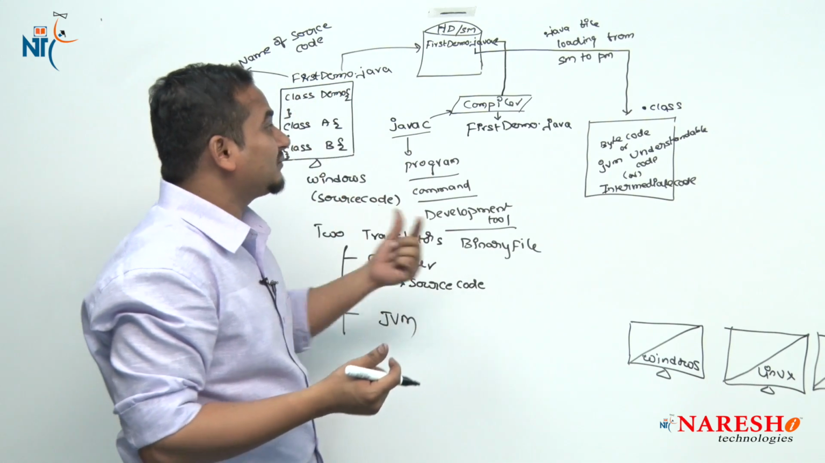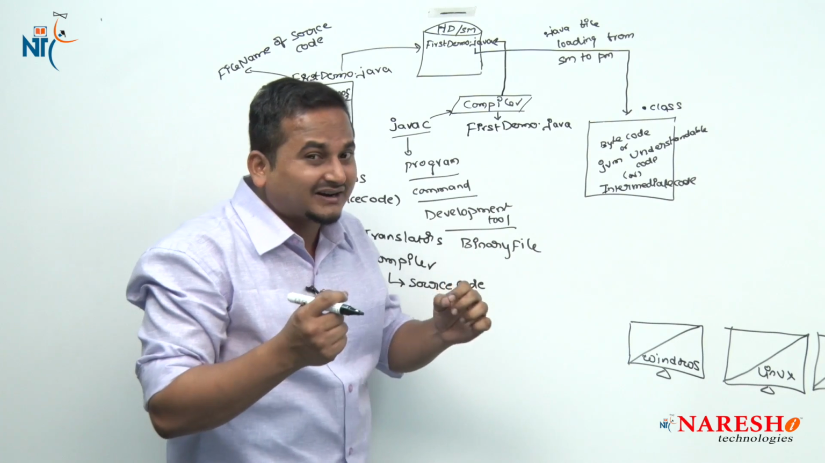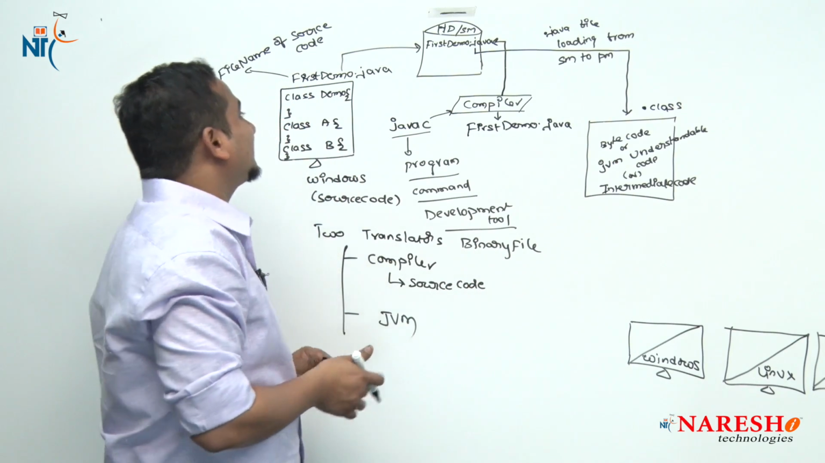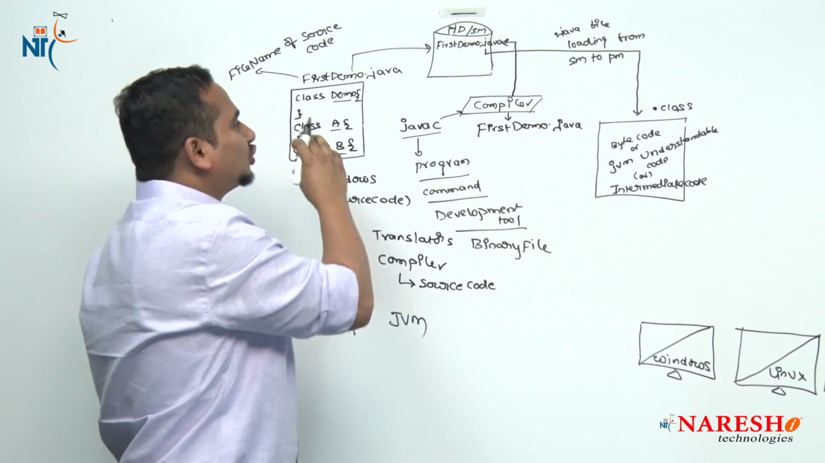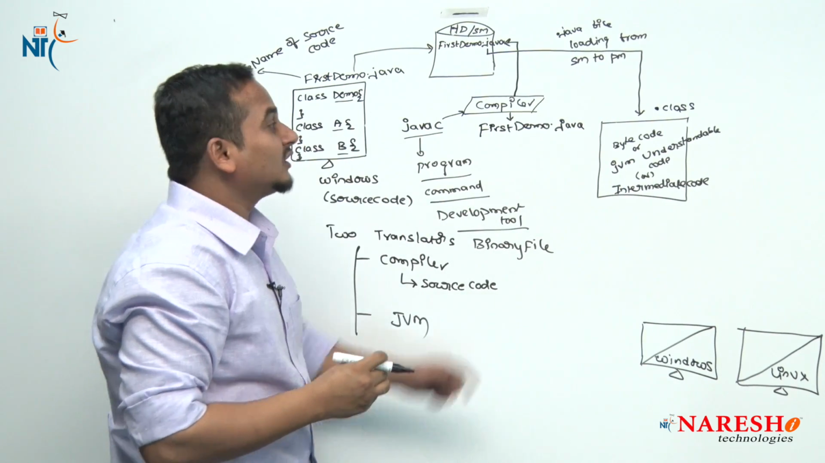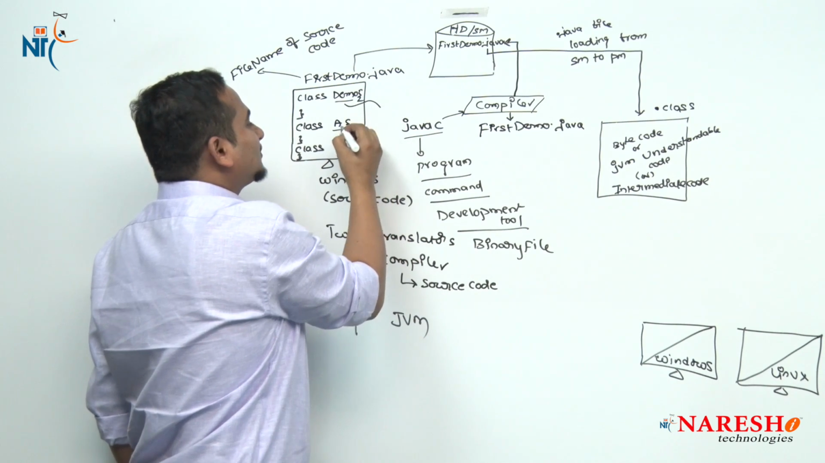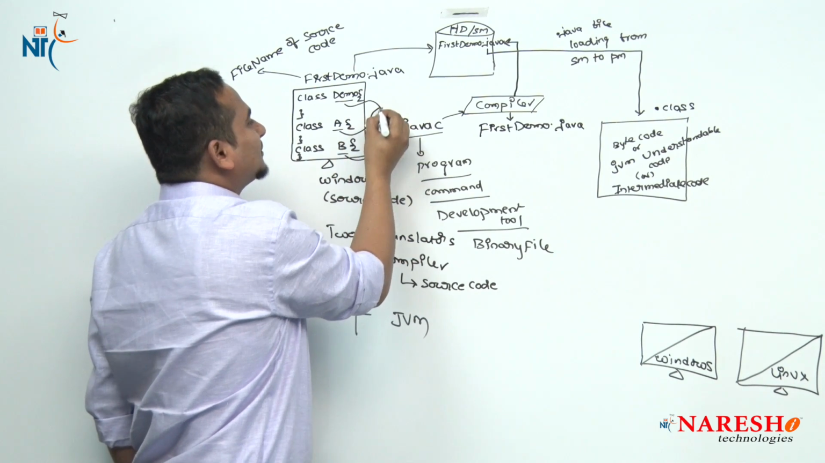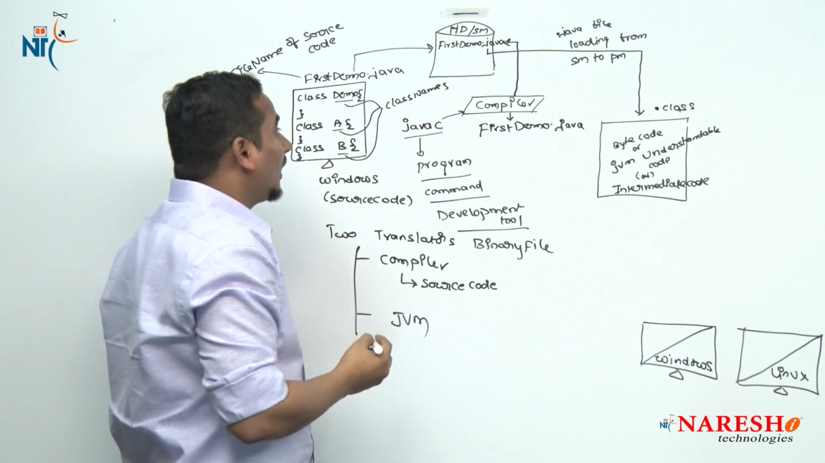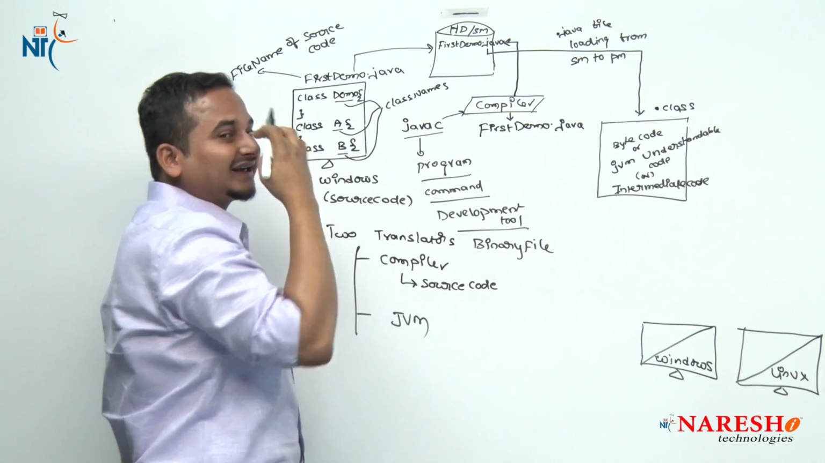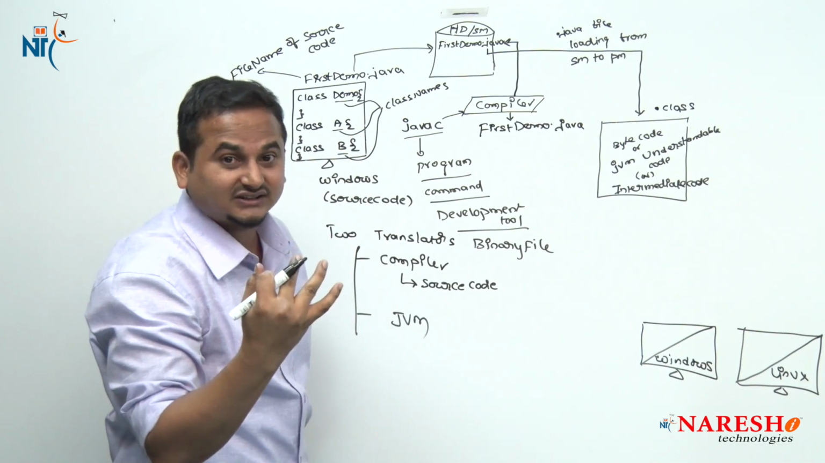Now what type of name is taken by the compiler in this area? Whatever class names we are writing, those class names are taken as the dot class file names. Maybe here Demo is one class, A is one class, B is one class. These are class names, and these class names will be taken as file names. So here we have Demo, A, B, three classes.